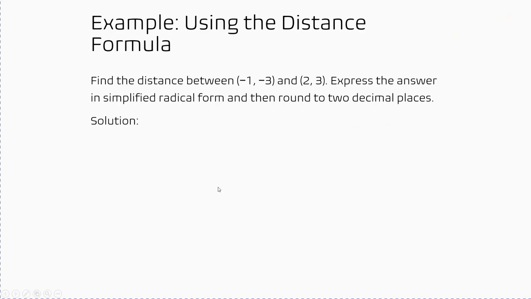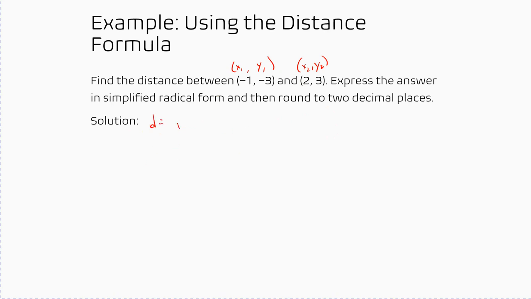So let's do this example. Let's find the distance between this point here, -1, -3. This is my x1, y1. And the point 2, 3. This is my x2, y2. All right, let's express the answer in simplified radical form, and then we'll round to 2 decimal points.